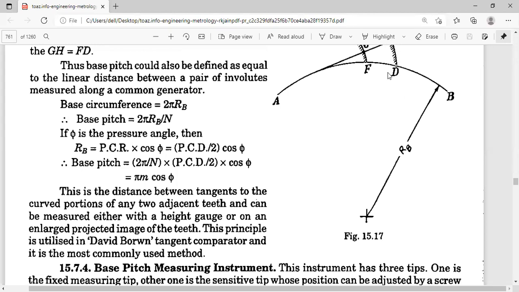It may be for the screw thread or the gear. You have to take the distance between the tangents to the curved portions between any two adjacent teeth. It can be measured either with the height gauge, or you have to go for the projection of the teeth. So we try to use the David Brown. It's not a spelling mistake, it is the David Brown tangent micrometer, BROWN. So that is the thing you have to consider.